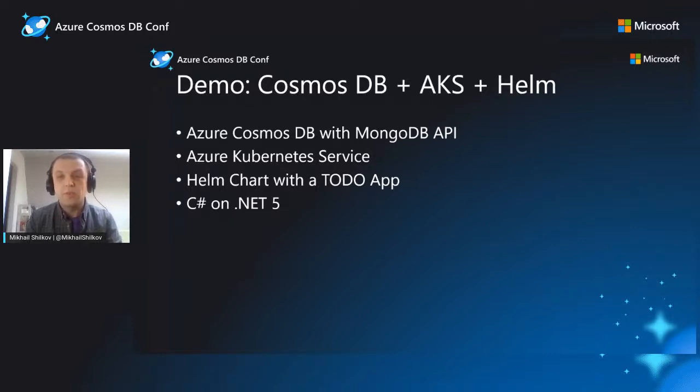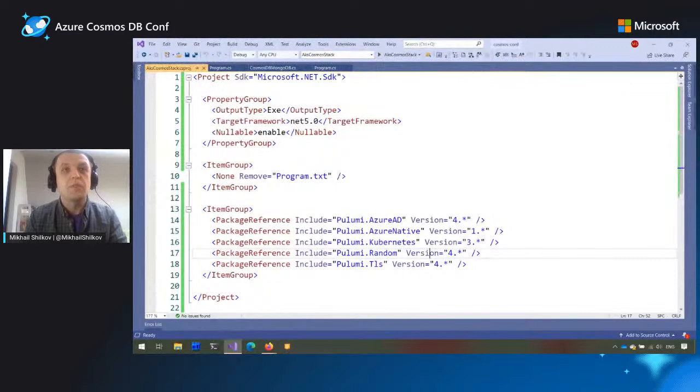In the demo, I'm going to use .NET 5 and C# 9 to define a Pulumi program that provisions an AKS cluster and a Cosmos DB account with MongoDB API. Then it deploys a to-do app with a Helm chart that uses that Cosmos DB as a data storage. It's a to-do app, obviously a very simplistic version of real-world applications. But as you can see, there is already a bunch of moving parts that I have to manage and integrate correctly. So I'm switching over to my Visual Studio.